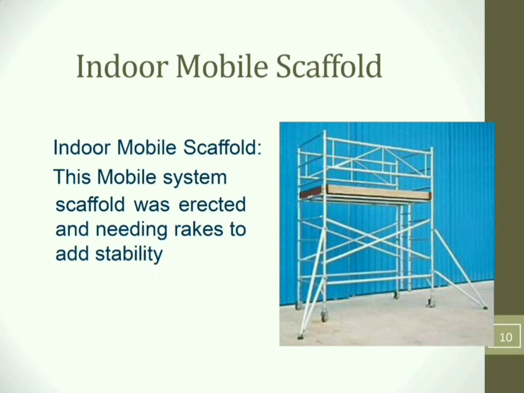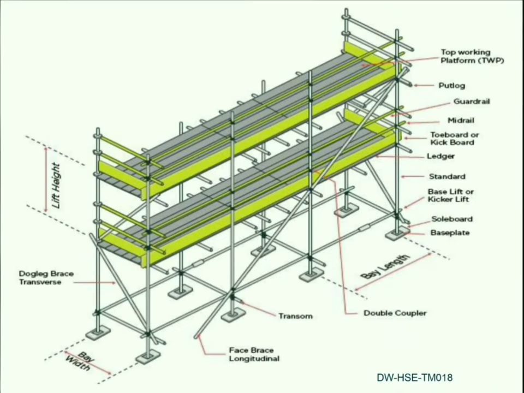And next, that is on 1 by 1 meter. For a 1 meter by 1 meter bay, we need to calculate the safe working load. See the picture here, all the parts names are mentioned, like lift height, bay width, bay length, and transoms, base brace, longitudinal, base plate, sole board, face lift or kicker lift, ledger, toe board, mid rail, guard rail, putlock, top working platform. These are the general parts of this scaffold.